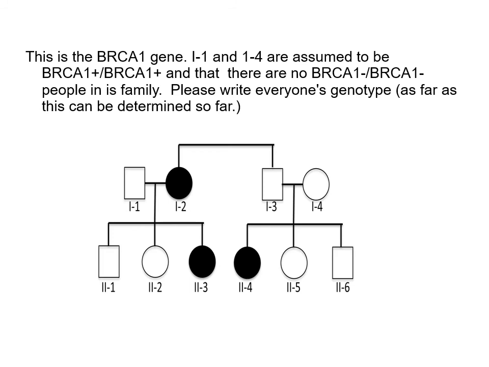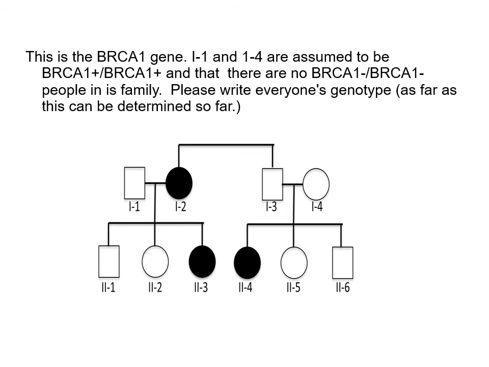Okay, so this is the BRCA1 gene pedigree. Individuals 1-1 and 1-4 are assumed to be plus plus, which is to say they carry only the wild type alleles. Also, these mutations are sufficiently rare that minus minus people are not seen or born, in terms of their regular genotype. Now, you might homozygose it during your life, but you're not born as minus minus. So you can write in the genotypes of people as far as that can be determined.